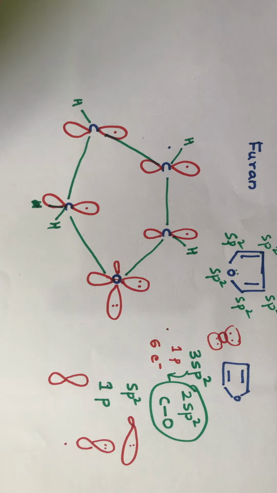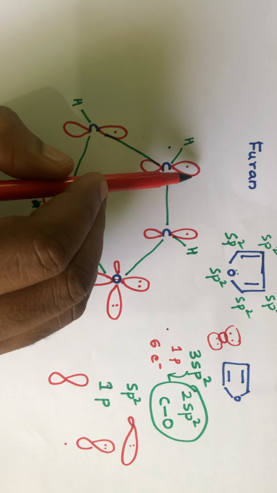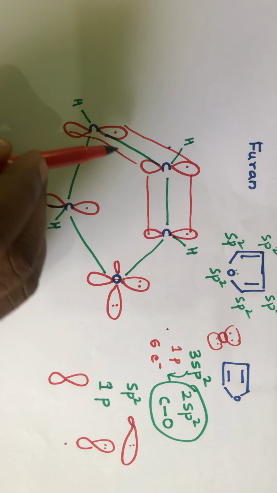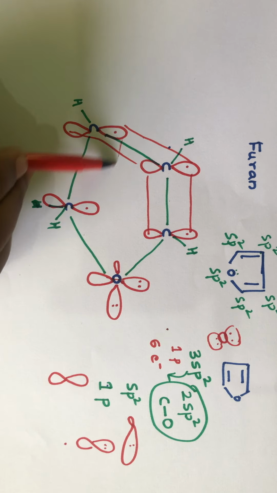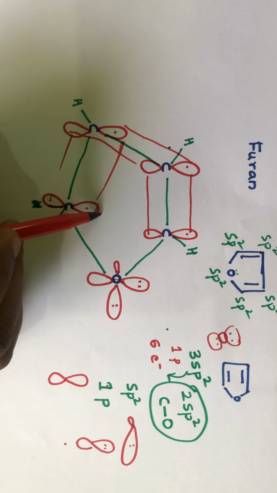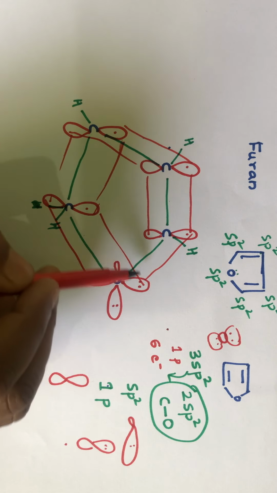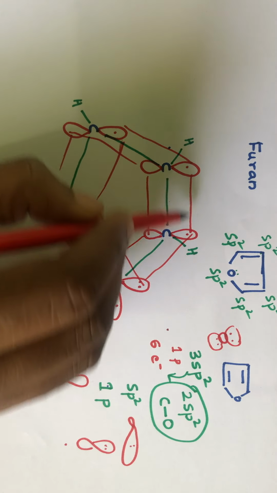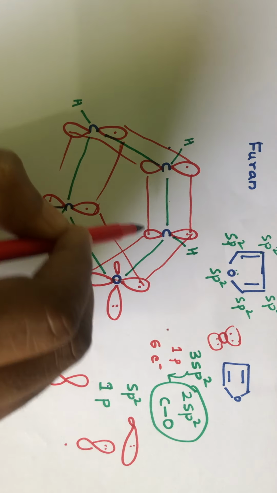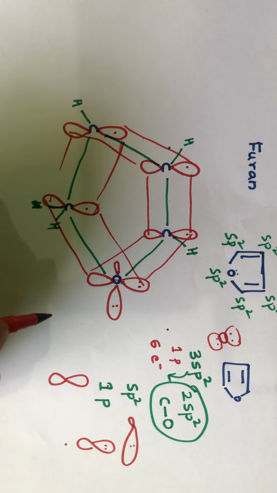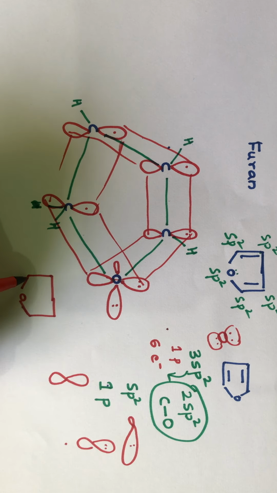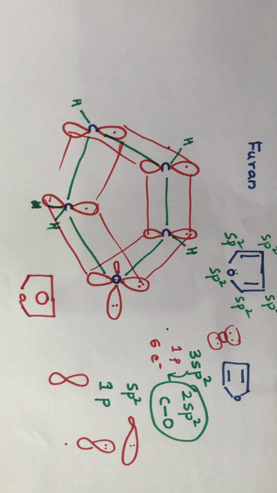Since there is delocalization and it follows Huckel's rule, this imparts an aromatic character to this molecule. Okay, so when there is an overlap, the upper lobe as well as the lower lobe both overlap. That's why this is shown like this. So the molecule can be best represented like this.